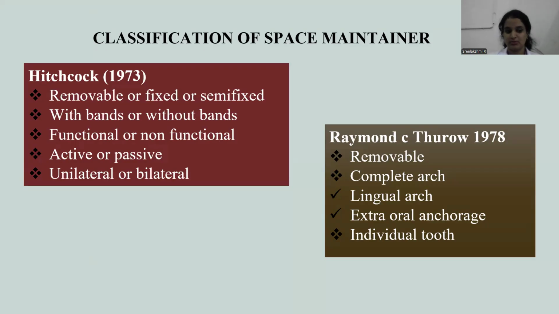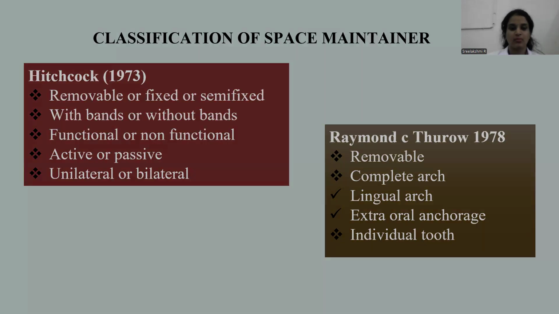Now the classification of space maintainers. Classification has been given by several authors. Hitchcock in 1973 has given removable, fixed or semi-fixed, with bands, without bands, functional, non-functional, active, passive, unilateral or bilateral. Raymond C. Thurow in 1978 has given removable, complete arch, that is lingual arch, extraoral anchorage, and individual tooth.